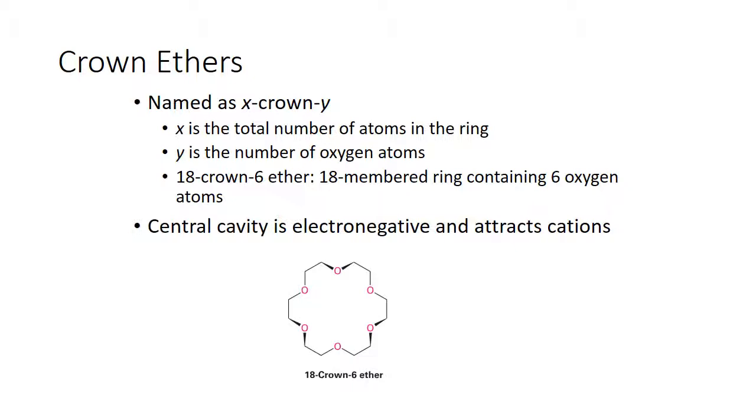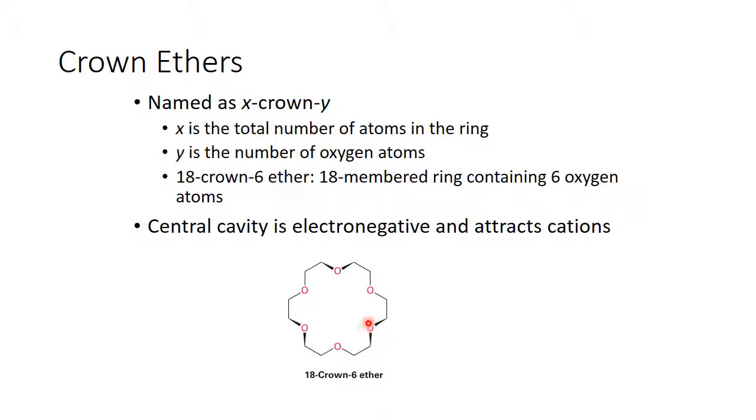So what you do is you count the number of atoms in the entire ring, and you would find down here there are 18 in the entire ring. And then you count the number of oxygens, and you find there are 6. So we call this 18 crown 6.